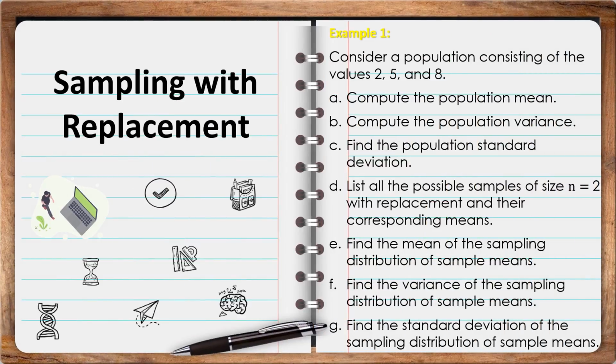Sampling with replacement. Based on the given example, consider a population consisting of the values 2, 5, and 8. What we're going to do is compute the population mean, compute the population variance, find the population standard deviation, and list all the possible samples of size 2 with replacement and their corresponding means. Find the mean of the sampling distribution of the sample mean, find the variance of the sampling distribution of sample means, and find the standard deviation of the sampling distribution of sample means.